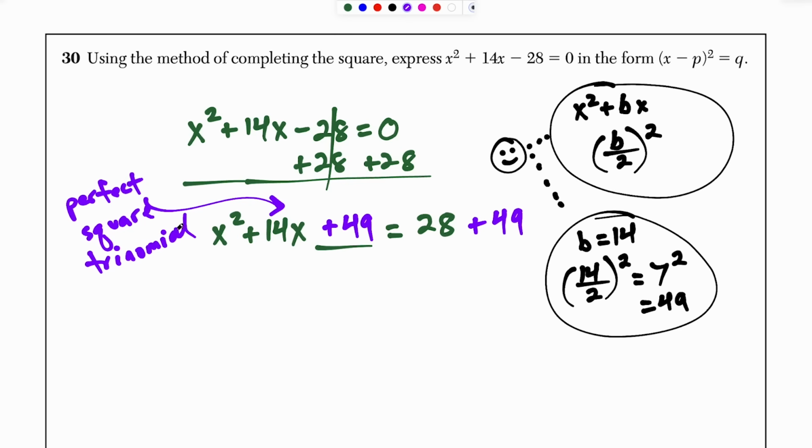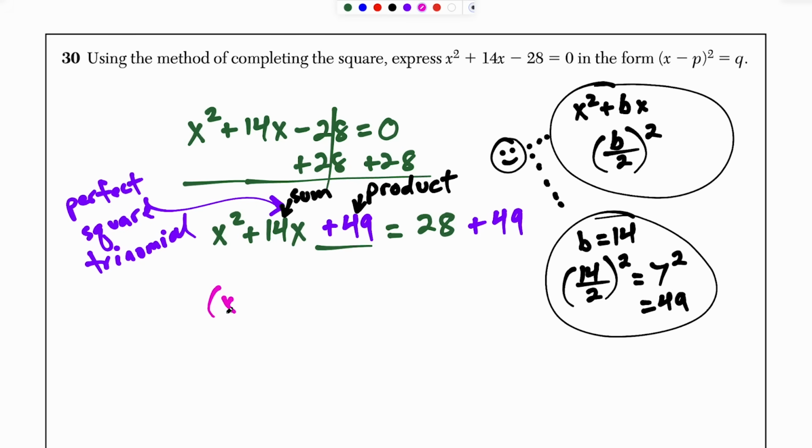I'm just writing this down here for instructional purposes. So now when we go to factor this, we're looking for two numbers that have a sum of 14 and a product of 49, but the numbers we're looking for should match half of the b term. See, half of 14 is 7. That's going to help us write out the factors.